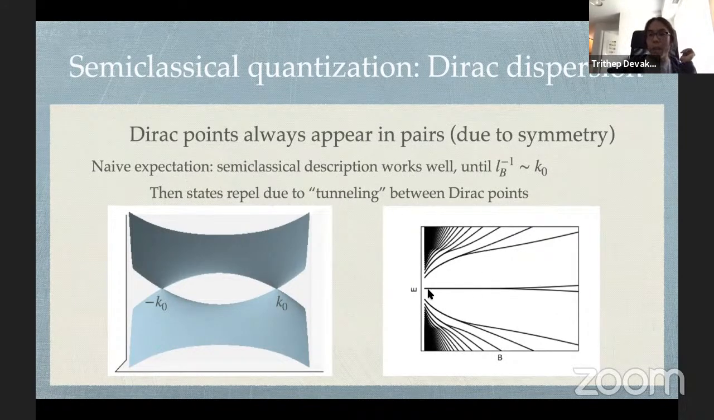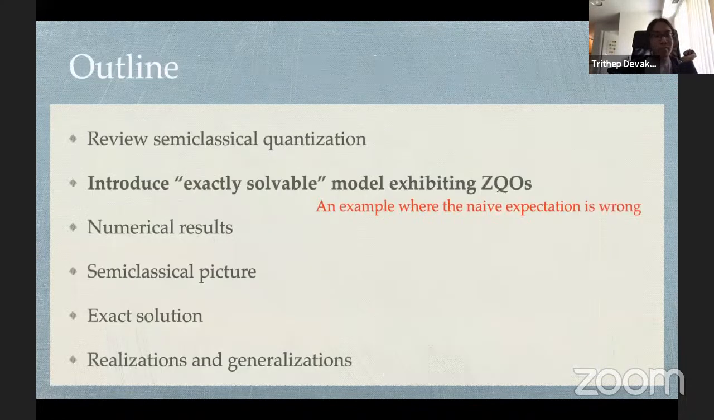So the spectrum that you expect here is, at low field, you get this square root of B dispersion that you expect from a single Dirac point. But as you increase the field, they now split up. There's actually two states on top of each other coming from each Dirac point, and then they split up as the field gets large enough. This is the naive expectation. So now I'll tell you about an example where this naive expectation turns out to be wrong.